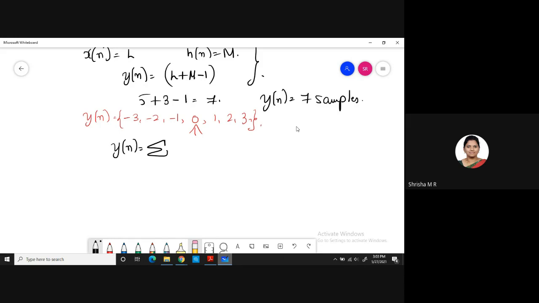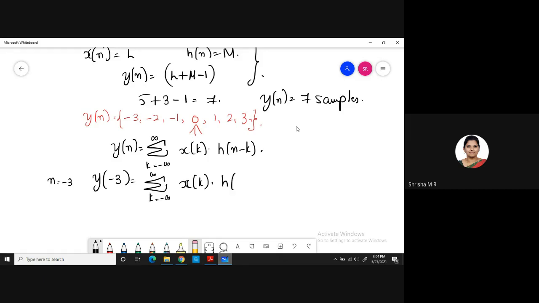So what is the formula for convolution sum? That is summation k equal to -infinity to infinity x of k into h of n minus k, right? Now wherever I have n, I am putting the values of n. First I'll put -3, -2, -1, then 0, 1, 2, 3, so I'll check the convolution of that. Okay, so y of, first I'll take n equal to -3. So y of -3 is equal to summation k equal to -infinity to infinity x of k into h of -3 minus k. Got it?